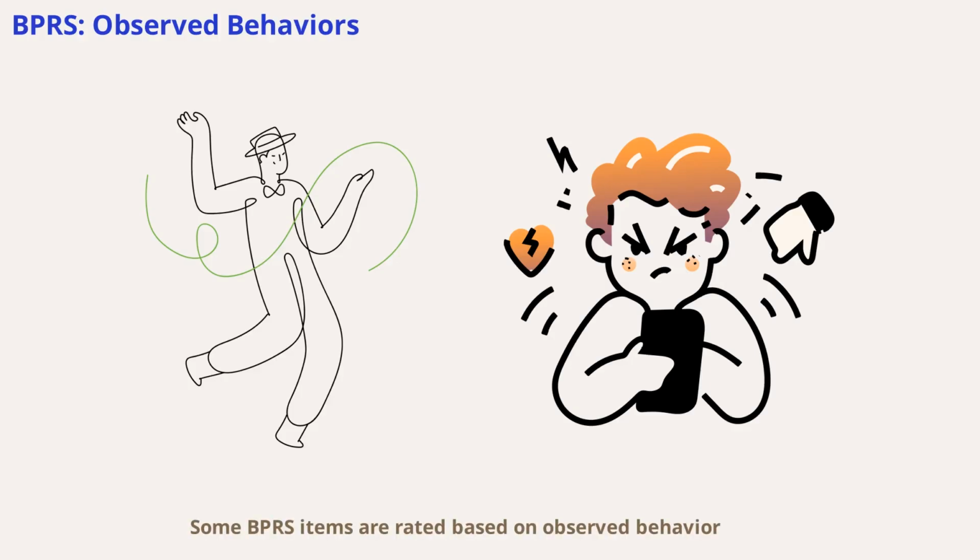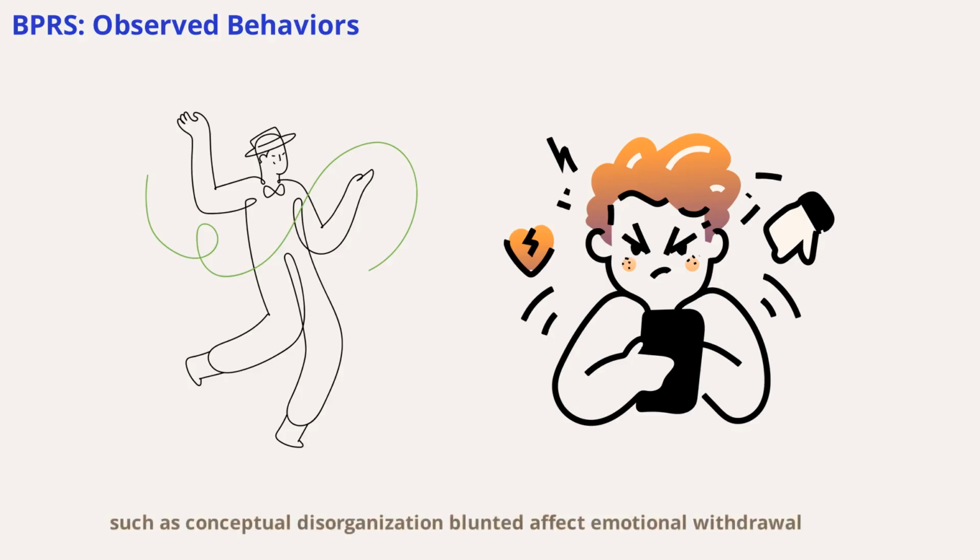BPRS items are rated based on observed behavior, such as conceptual disorganization, blunted affect, emotional withdrawal, motor retardation, tension, uncooperativeness, excitement, distractibility, motor hyperactivity, and mannerisms. The examiner watches for signs like disorganized speech, flat emotional expression, or unusual movements. These observations provide objective data to supplement self-report.